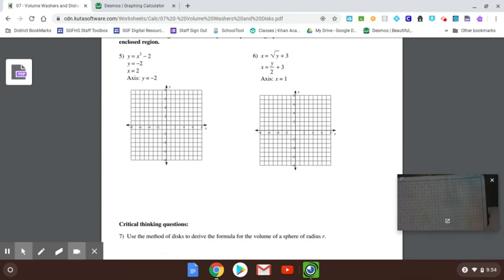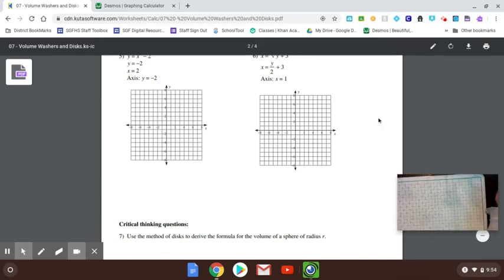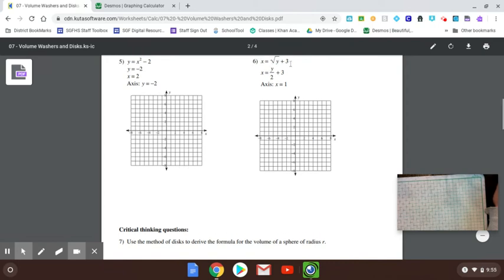Hello. I'm going to go through number 6 on the Kuta worksheet. This is kind of a wild one. If you look at it, it's x equals in terms of y, which is pretty entertaining. If you don't know how to graph those things, I got two ways to show you this, which is kind of cool.